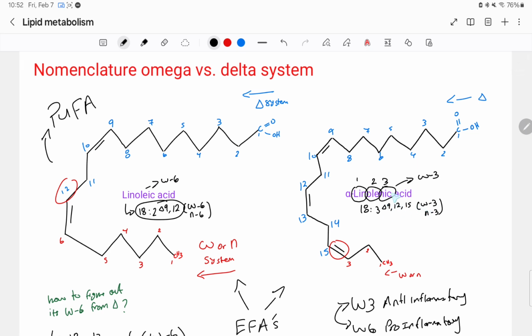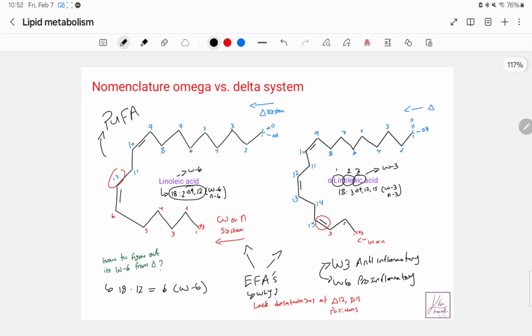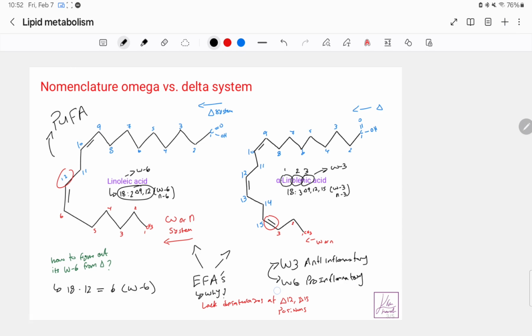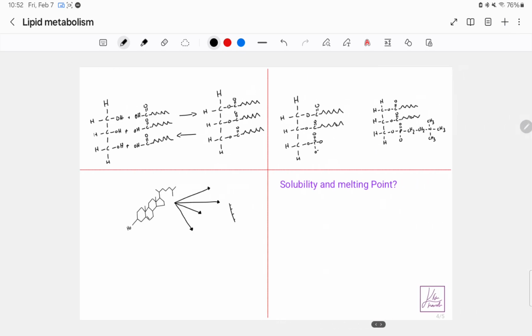Now that's just the way I like to remember it. If you guys know another or a better way to remember it, leave it down in the comments. I would love to know. Okay, with that said, let's move on and let's start talking about the different kinds of fats.